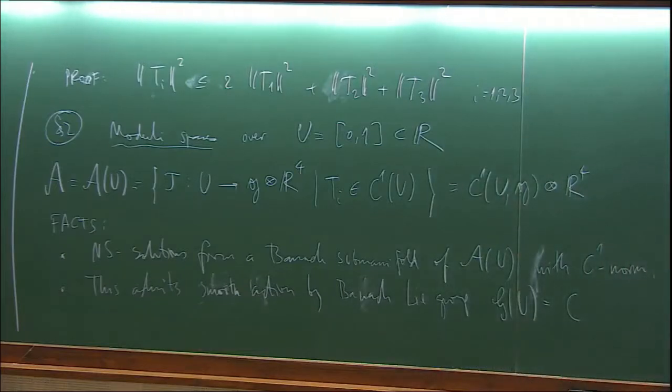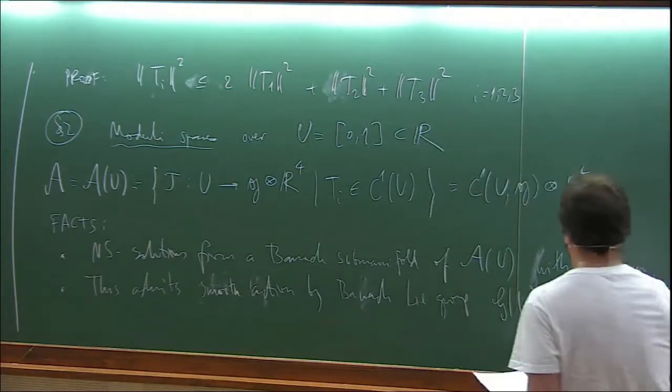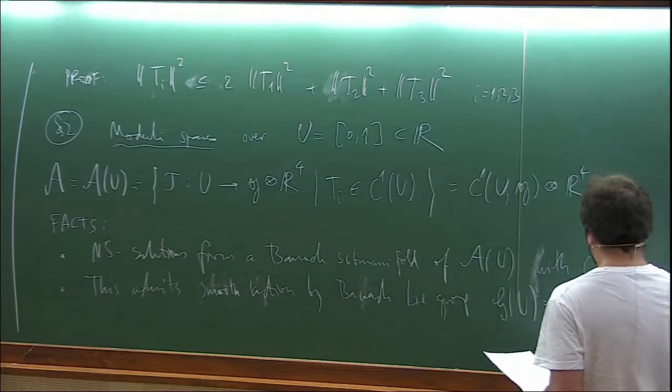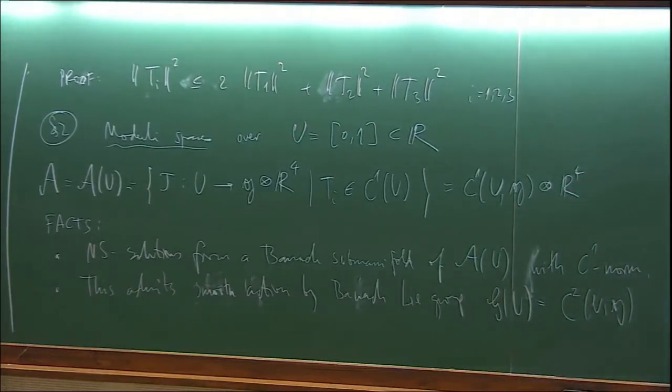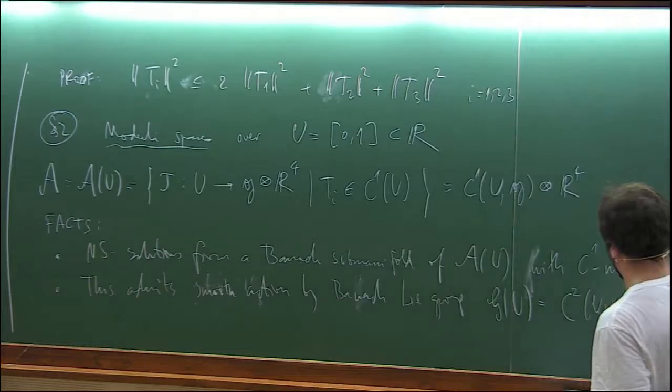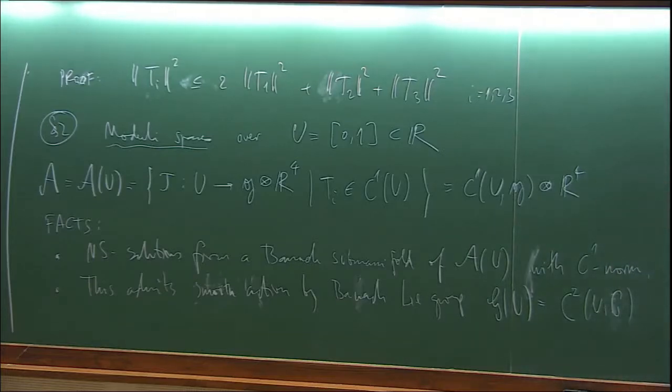Because when I do a gauge transformation, I have to differentiate this U. So here I'm going to impose C2 regularity. So this has the Lie algebra, also C2 functions, the transformations are valued in G. The Lie algebra are C2 functions from U to the Lie algebra, okay?